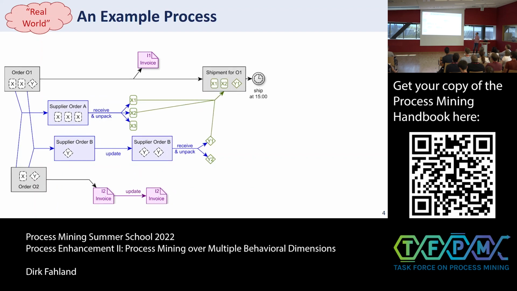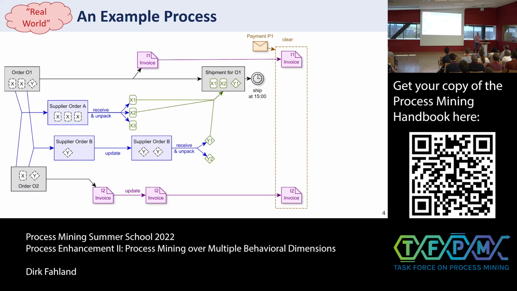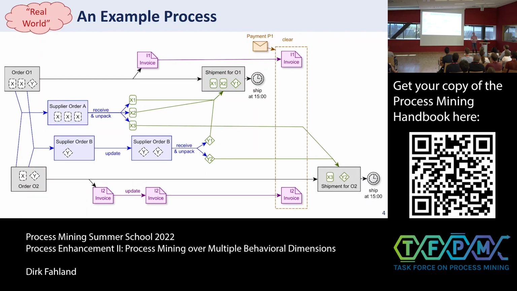To ship the order, we have to have 2 X, 1 Y. So we put them together, and then they're always shipped at 3 o'clock because that's when the logistics provider is gonna pick up the shipments that are ready at the retailer. The retailer has a policy in place that if a customer has 2 outstanding orders, invoices, at least one has to be paid before the other order is going to be shipped. So we first have to receive the payment to clear both invoices, and then the last order is shipped.